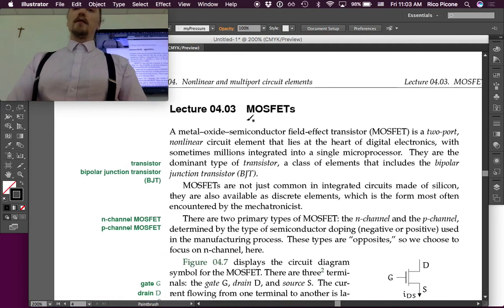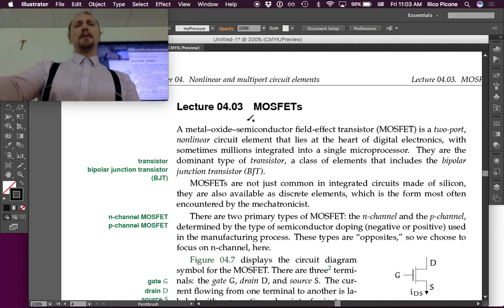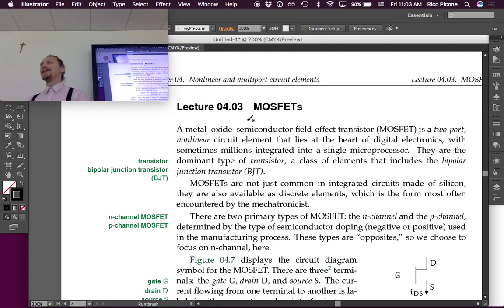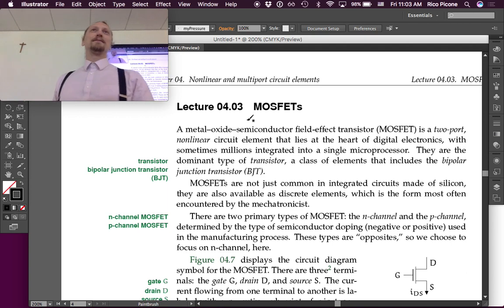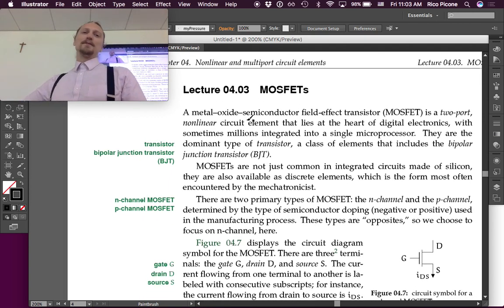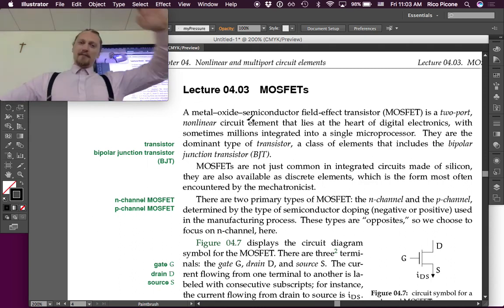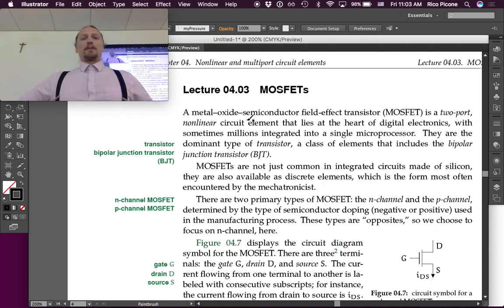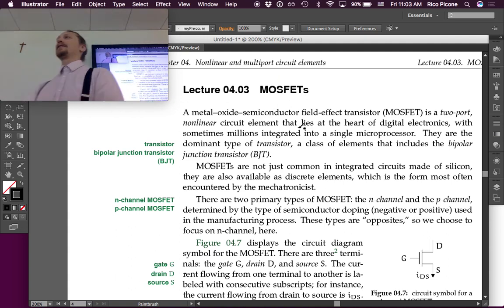One of my favorites. I mean, I know you're not supposed to have favorites among the components, but it's one of my faves. So let's talk about MOSFETs. MOSFET stands for Metal Oxide Semiconductor Field Effect Transistor. So thank God we came up with an easier way to say that.